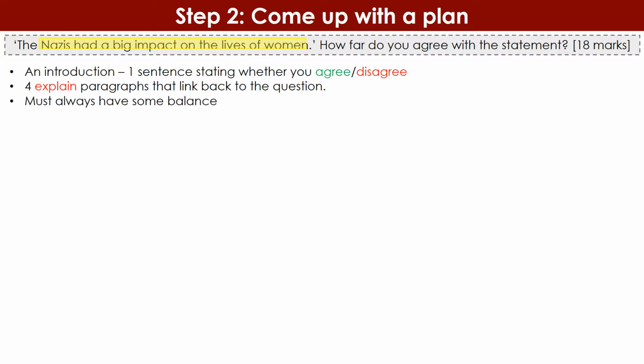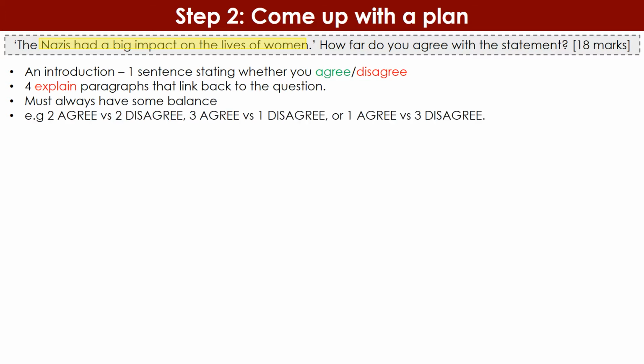Now, these explanation paragraphs must be organized in a certain way. They must have what we call an element of balance. What does that balance look like? Well, it could be any of the following combinations. You could say, right, here are 2 reasons that I agree, explain them away, and here are 2 reasons I disagree, explain them away. So you split right down the middle. Yes, here are 2 that I agree, 2 that I disagree.